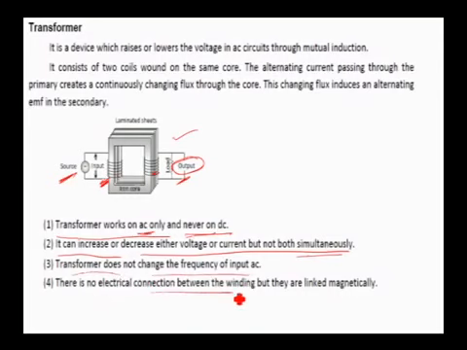There is no electrical connection between the windings. They are linked magnetically. That means this is one turn, this is another one. This is primary and secondary. There is no actual linking between primary and secondary. They are magnetically linked. That means if you pass current through the primary coil, there is a change in the flux in the secondary coil, and accordingly you get an output here.